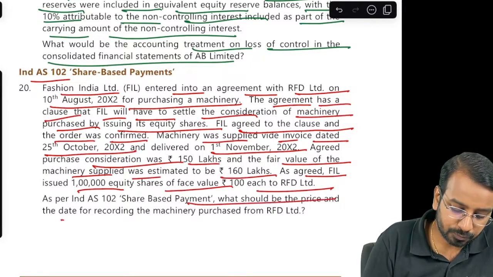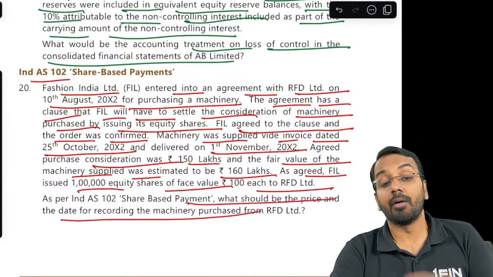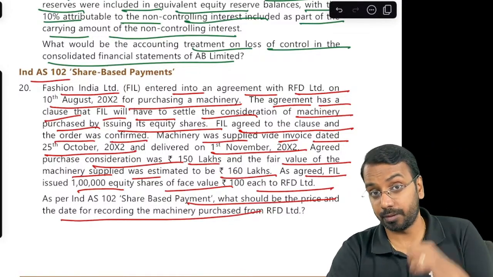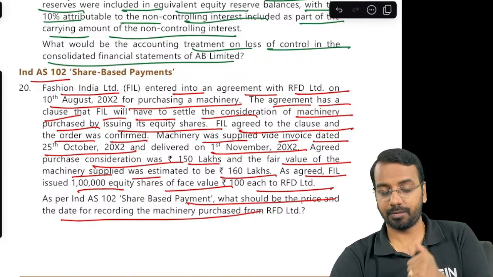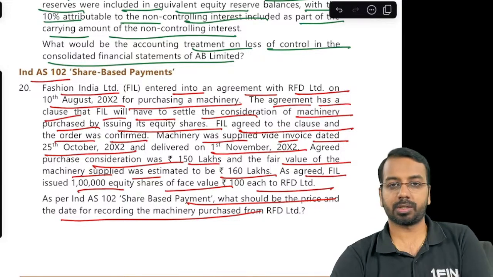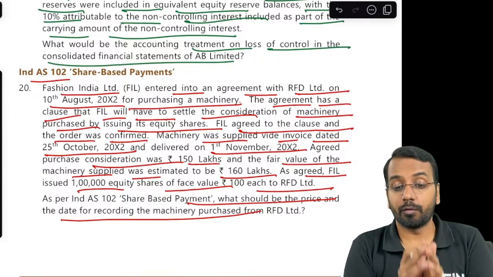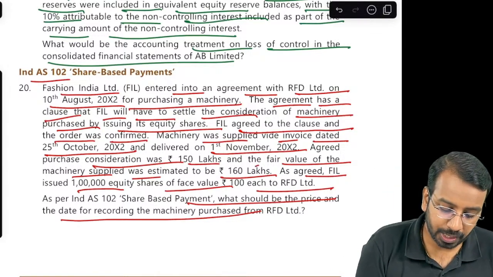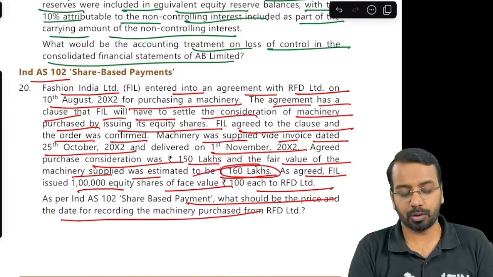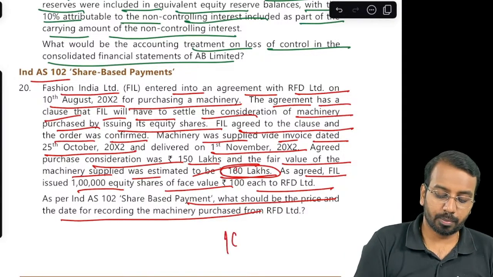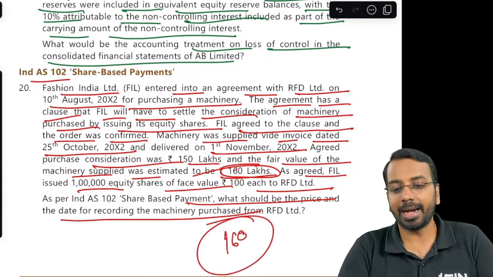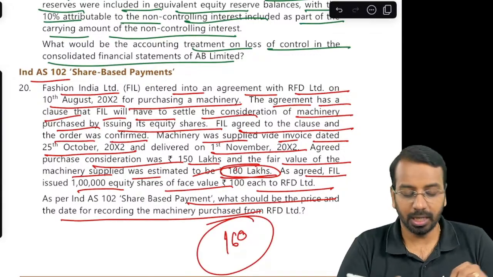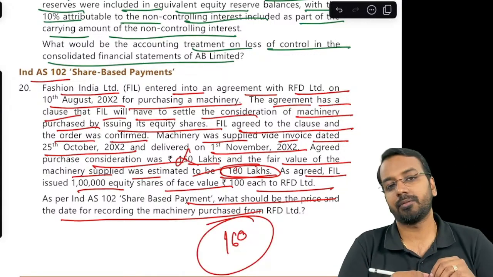What should be the price for recording the machinery? So now we know whenever we are purchasing goods or services from non-employees, right? So not services from employees. Whenever you are purchasing goods or services, the idea should be to value the item which is acquired at the fair value of the item which is procured, which is 160 lakhs. So you'll recognize the transaction at 160 lakhs only. You will not recognize this at 150 lakhs.